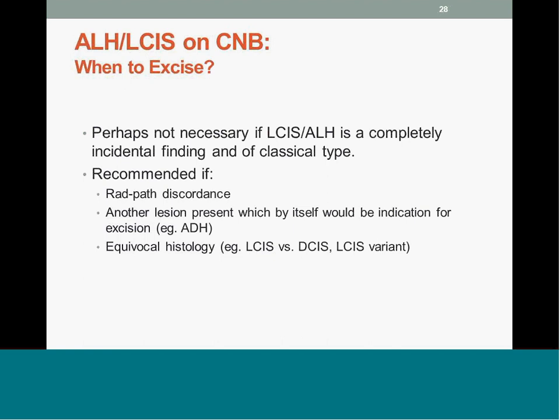So, the recommendation, specifically where there's rad path discordance, is that there should be excision, but these are the minimum criteria, I think, for excision. Some people would say that all of these lesions should be excised.